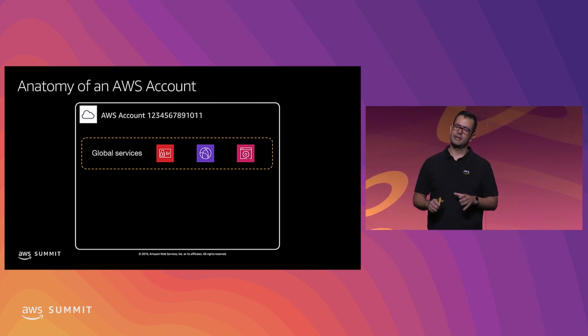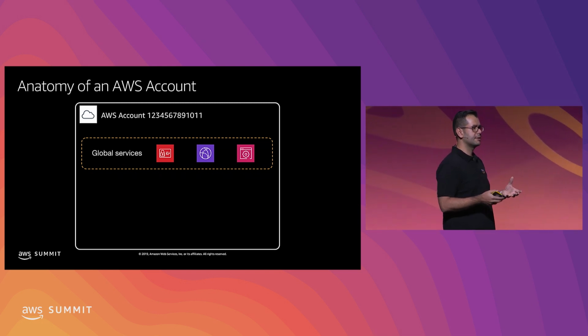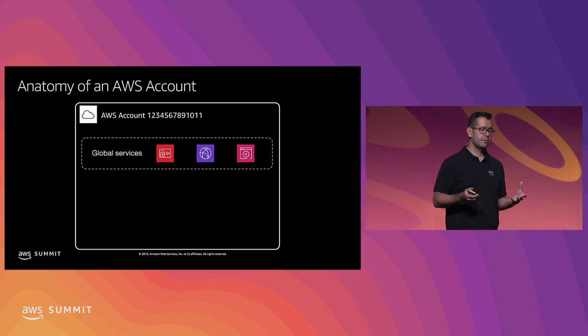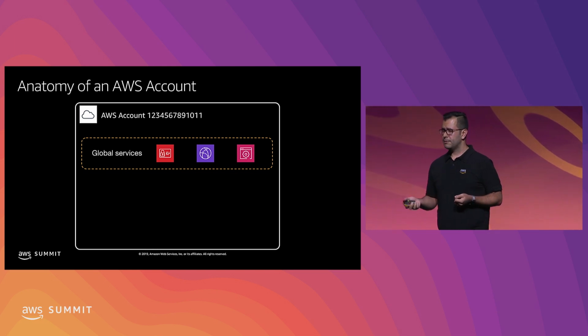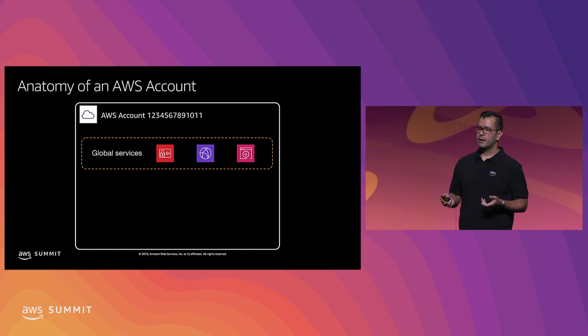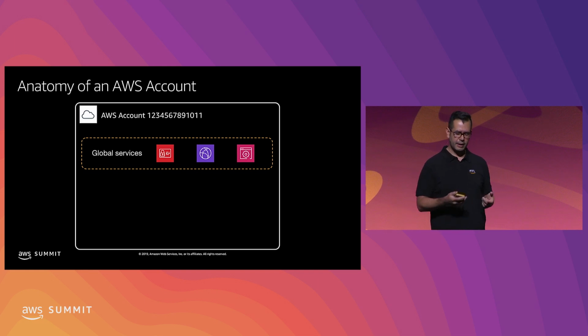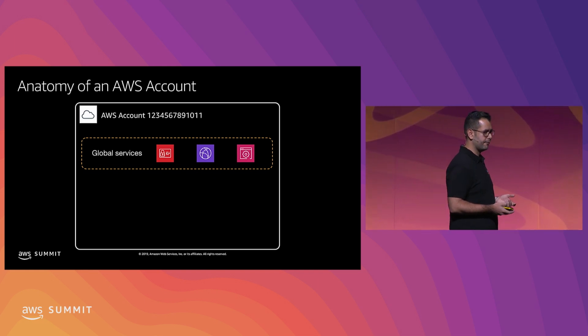And IAM exists in a global context. This means that it's not attached to a specific region. Other services that also exist in a global context are things like CloudFront, our content delivery network, or other services like Global Accelerator, which is a networking service that helps to improve the availability and performance of applications. You can even think of the AWS console itself.